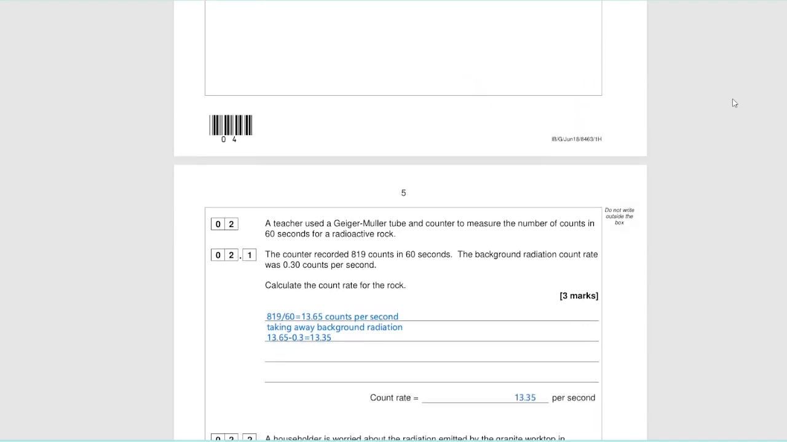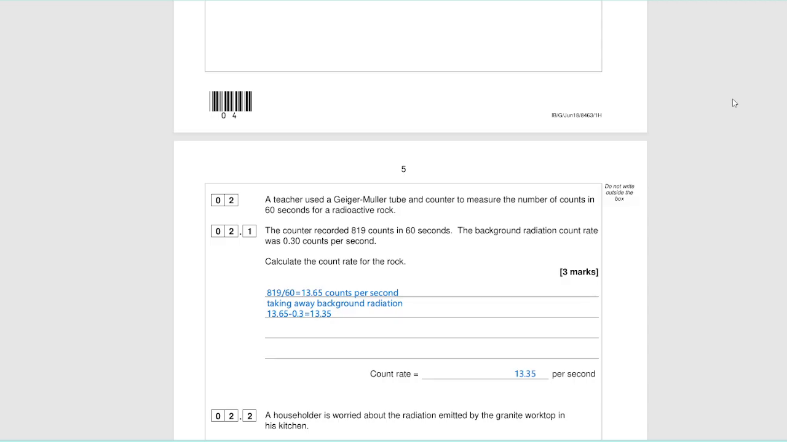Now moving on to question 2. A teacher used a Geiger-Müller tube and counter to measure the number of counts in 60 seconds for a radioactive rock. The counter recorded 819 counts in 60 seconds. The background radiation count rate was 0.3 counts per second. Calculate the count rate for the rock.